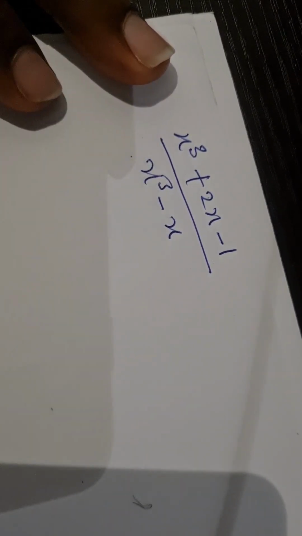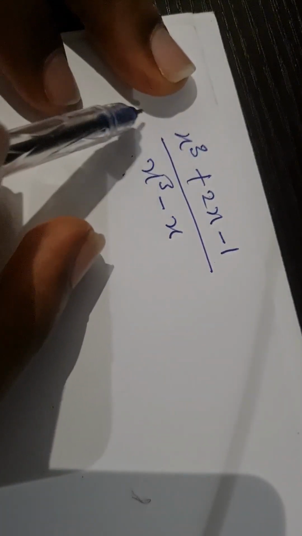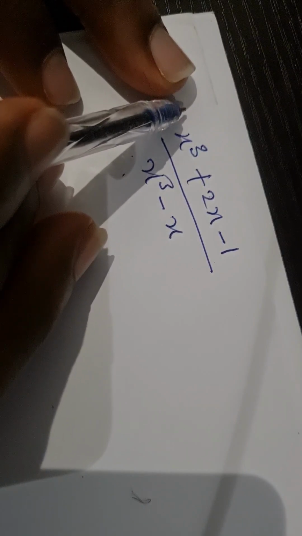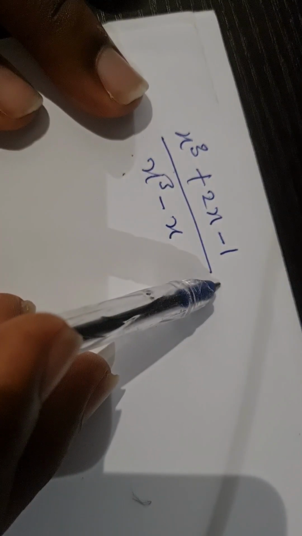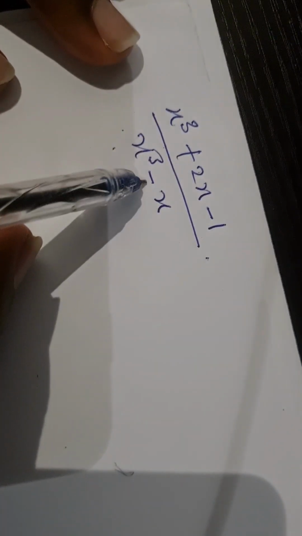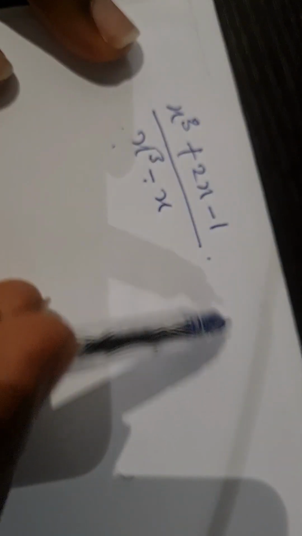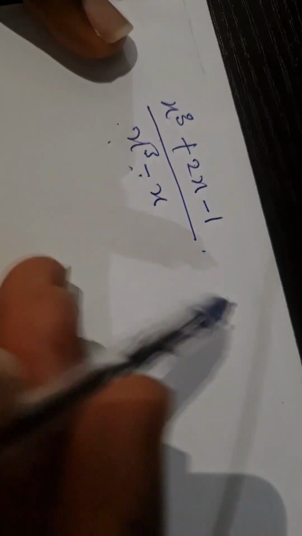So if I look at this, you notice that the numerator is larger in degree than the denominator. Since the numerator is larger, this is an improper fraction. So to solve this, we have to convert this into the sum of a quotient and a proper fraction. And this is done by dividing. When you divide the numerator by the denominator, you write the quotient, then the remainder will be your numerator all over the denominator.